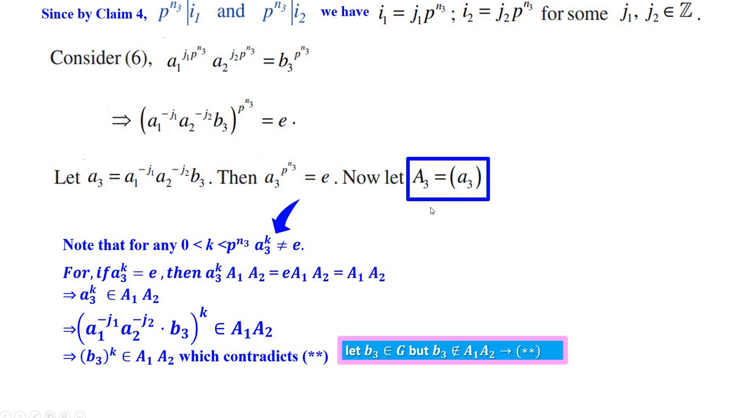As we did in the case of a2, here also we notice that for any k less than p power n3, we cannot have a3 raised to k to be e. Suppose it is the identity element, then this step comes, and from here a3 power k belongs to A1, A2, and a3 is replaced by what we have named it, so substitute that, so you have this. And because these two are members of A1, A2, we are left with b3 power k. b3 power k belongs to A1, A2, which contradicts double star, because there we have mentioned that b3 doesn't belong to A1, A2.